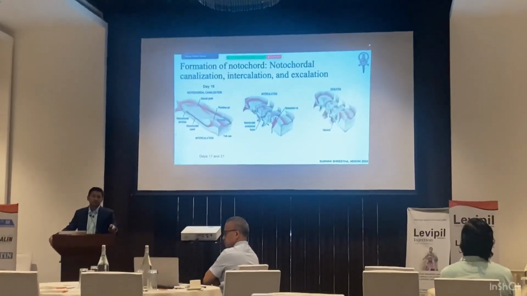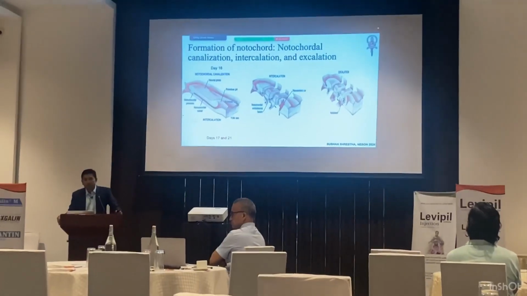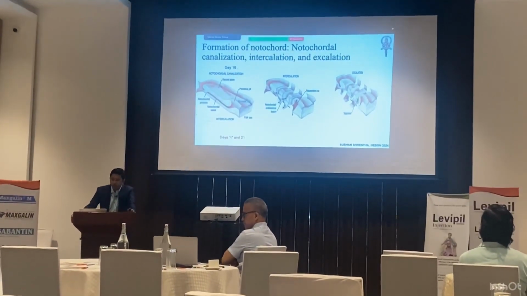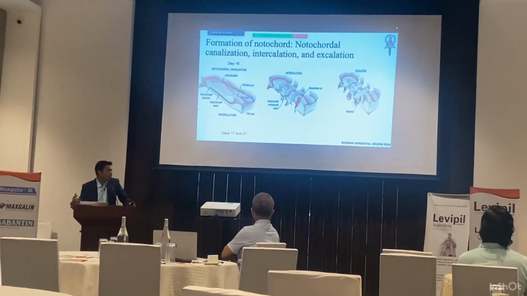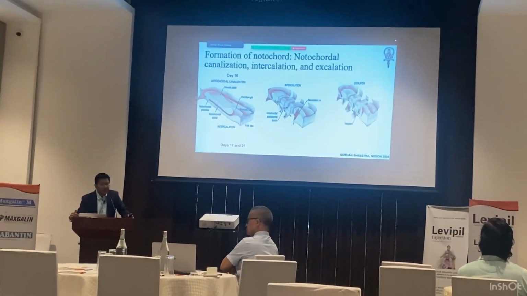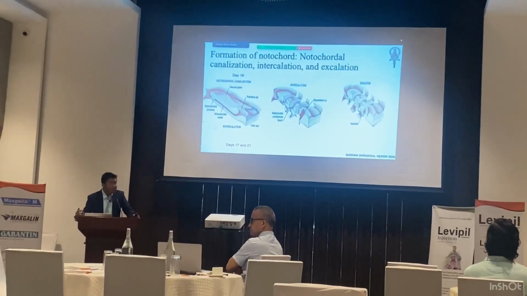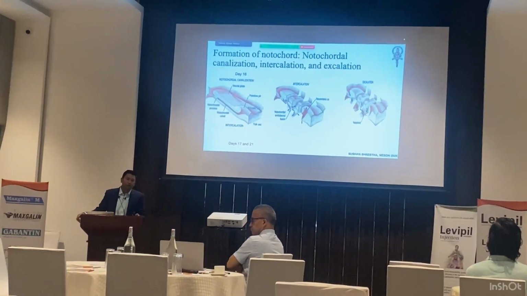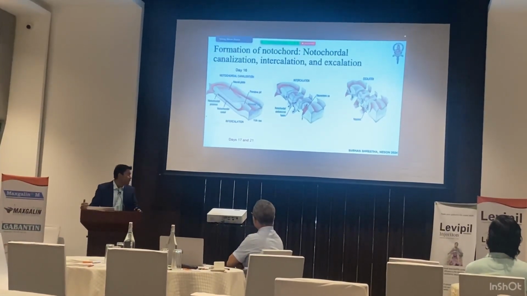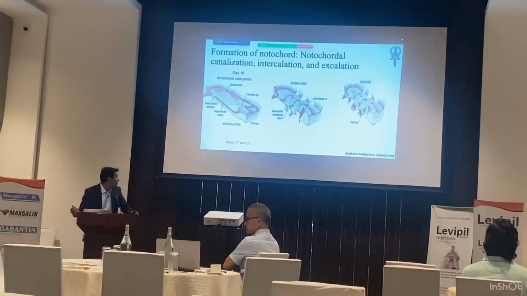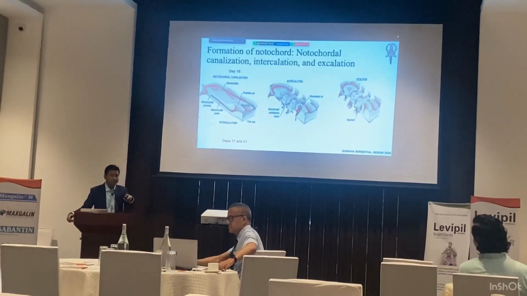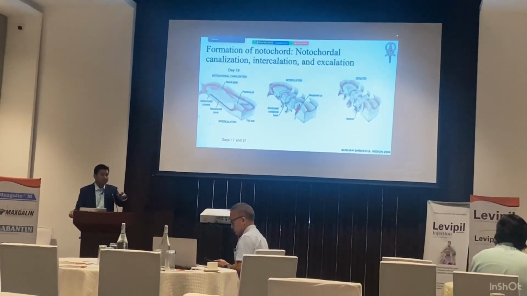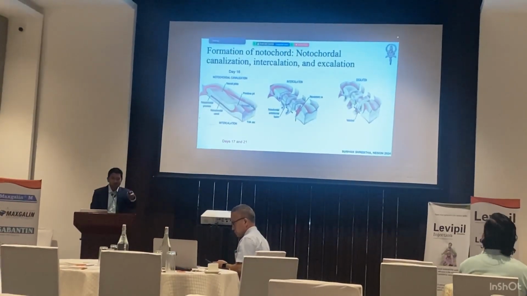So the formation of the notochord: at first there will be the notochordal process where there will be the formation of the neuroenteric canal, and then after that the notochordal endodermal fusion will be there, and after that there will be the exfoliation where the notochord will separate from the underlying endoderm layer. So that is the exfoliation.